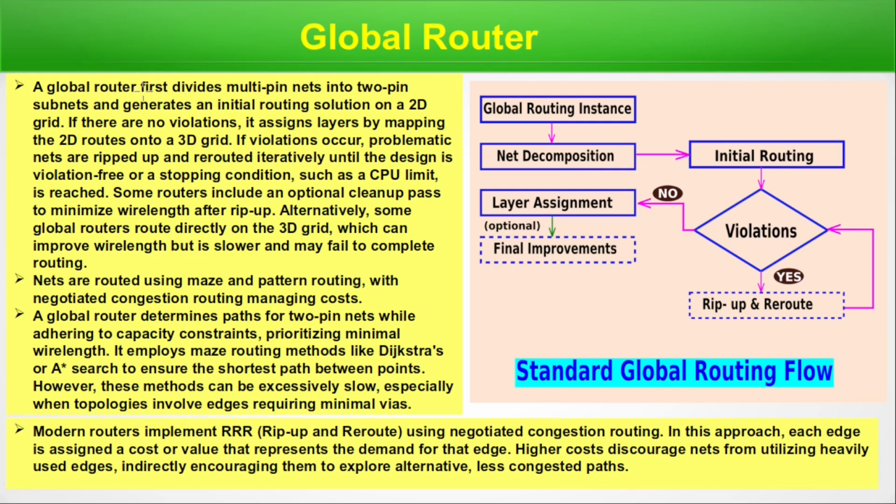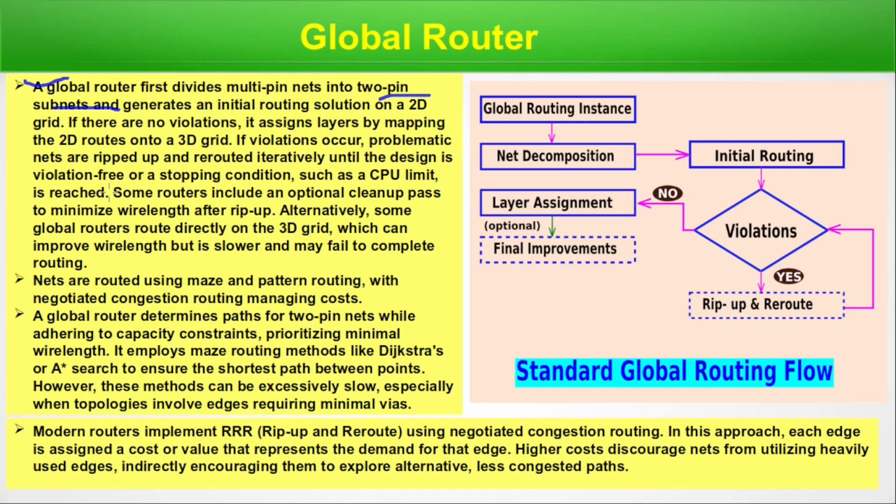So, a global router first divides multiple pin nets into 2-pin subnets and generates an initial routing solution on a 2D grid. If there are no violations, it assigns layers by mapping the 2D routes into a 3D grid. If a violation occurs, problematic nets are ripped up and rerouted iteratively until the design is violation-free or stopping conditions such as a CPU limit are reached. In the last slide, we have discussed how RRR works.